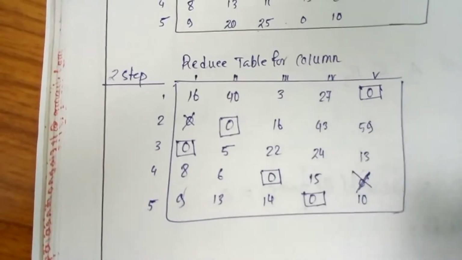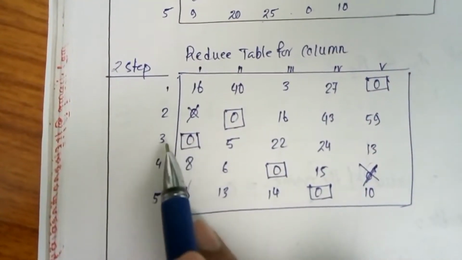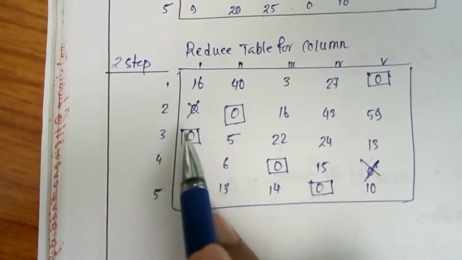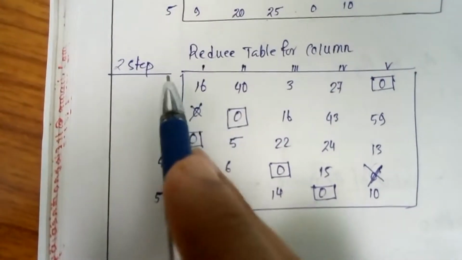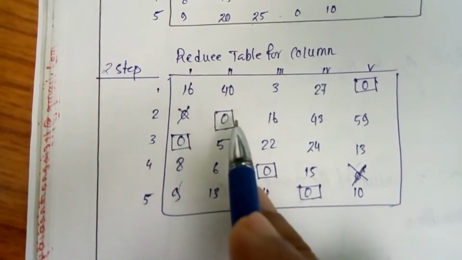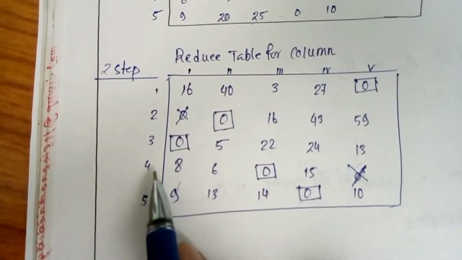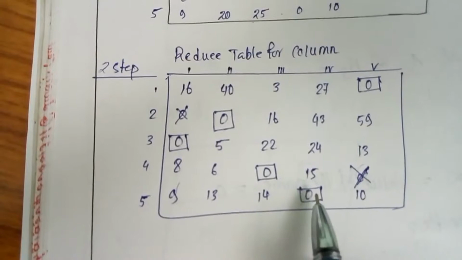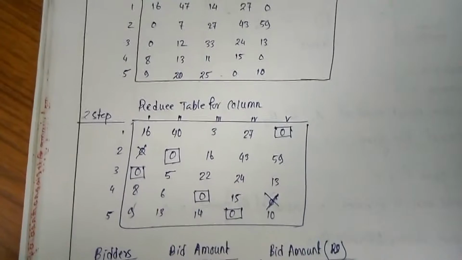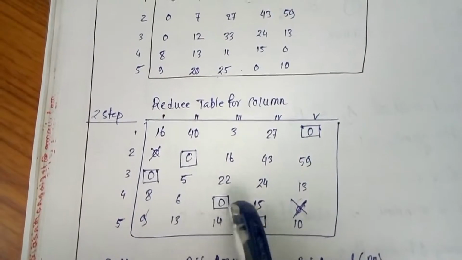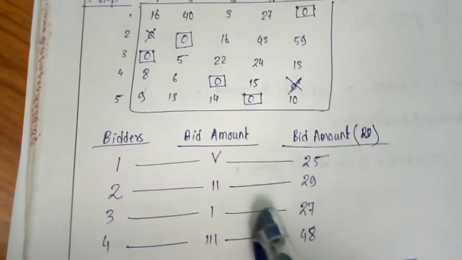So what is the optimal solution for this bidder 3? For bidder 3, the allocation will be 1. Bidder 1's allocation will be 5, bidder 2's allocation will be 2, bidder 3's allocation will be 1, bidder 4's allocation will be 3, and bidder 5's allocation will be 4. Now write the corresponding cost of this, having the value. For bidder 1 assigned here, bidder 2 assigned here, bidder 3 assigned here, bidder 4 assigned here, bidder 5 assigned here.